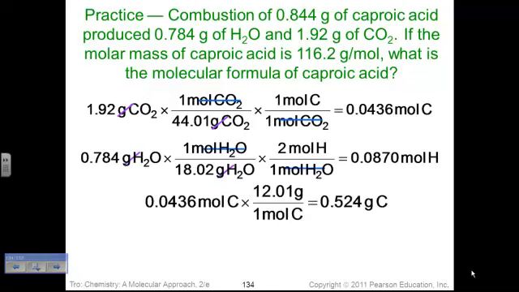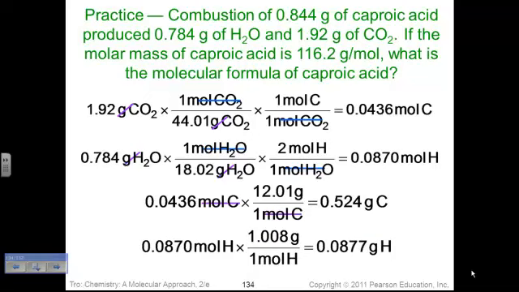Now we can easily convert each of those moles into grams. Take each of the moles of those elements and multiply by its atomic weight. Moles then cancel, and you've converted into each of the grams. We do that so we can add the 2 weights together. Carbon's weight plus hydrogen's weight added together, taken from the total of 0.844. The whole compound was 0.844. Carbon's contribution 0.524. Hydrogen's contribution 0.0877. What's the missing mass? Well, that must be of the oxygen.